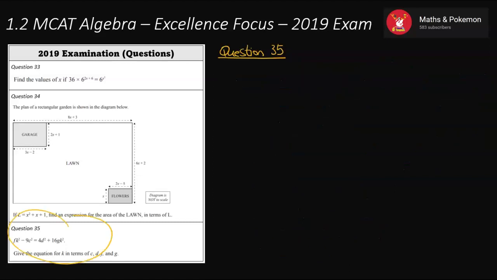To question number 35, down the bottom there, I've got a messy equation. I've been asked to give the equation in terms of K for C, D, E, and F. And basically what that means is I need it to be K equals to something, and that something has C, D, F, and G involved. Simplest way to do this is write down the equation and get into it. So we've got F times K squared minus 9C squared is equal to 4D squared plus 16GK squared.